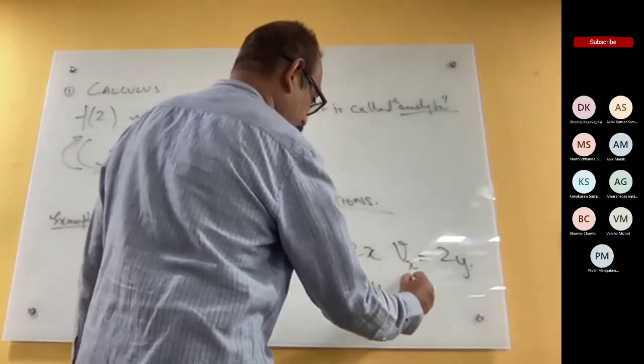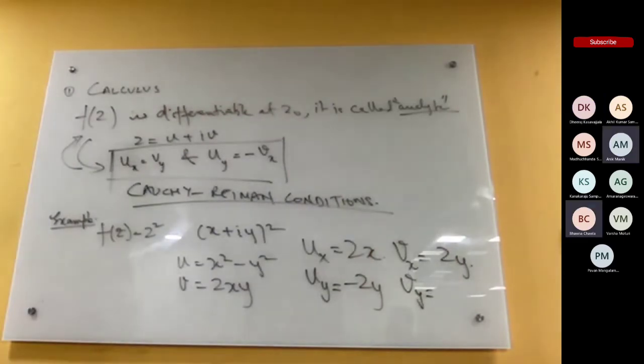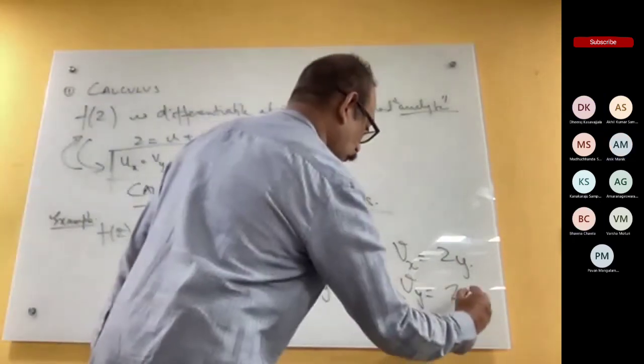What is the last one? Partial derivative of v with respect to y? 2x.